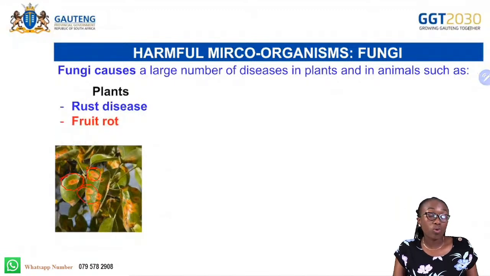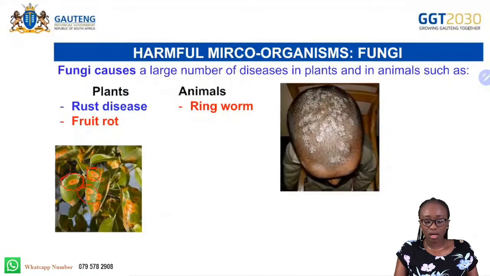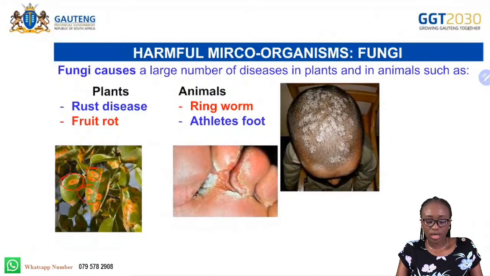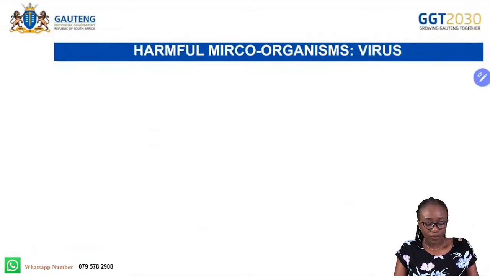And they also cause fruit rot. So you may be wondering why your peach tree is always rotting. It could be as a result of a pathogen that is causing the fruit rot, and that pathogen could be a fungus. And then in animals, they cause diseases such as ringworm, the ringworm that you often see on people's heads, and athlete's foot. So it can also cause a disease called athlete's foot.